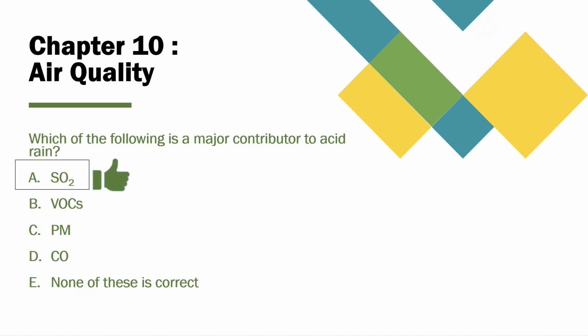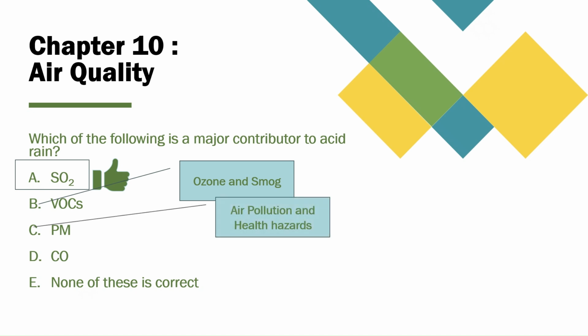Sulfur dioxide, because when it is released into the atmosphere it reacts with water vapor and other chemicals to form sulfuric acid, which then falls to the ground as acid rain. Volatile organic compounds are mainly involved in the formation of ozone and smog, not acid rain. Particulate matter contributes to air pollution and health issues, but does not specifically cause acid rain. Carbon monoxide is a toxic gas that affects air quality, but it is not involved in the formation of acid rain. And obviously, one of these is correct. This information can be found on pages 248 through 250 in the textbook.